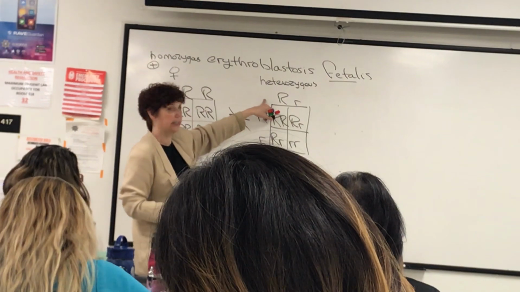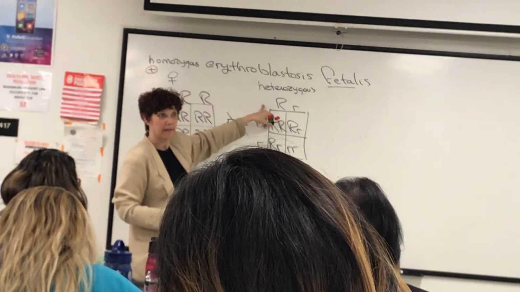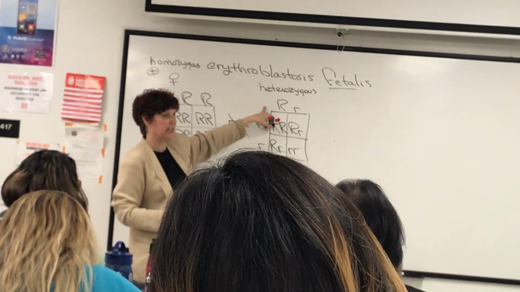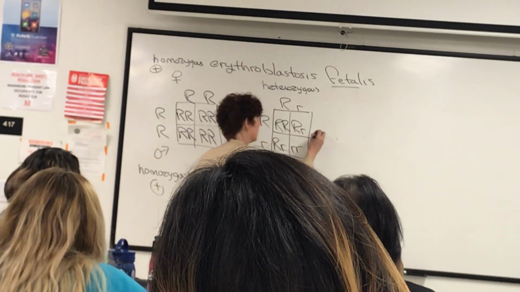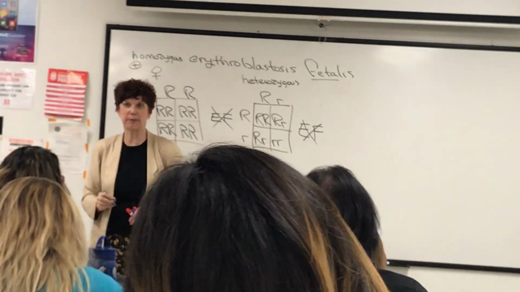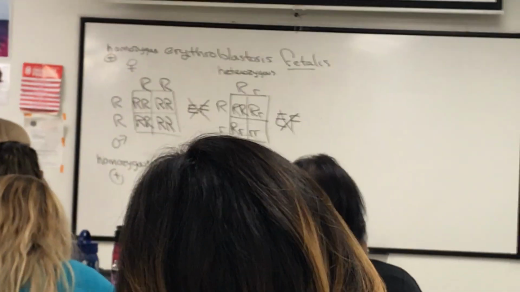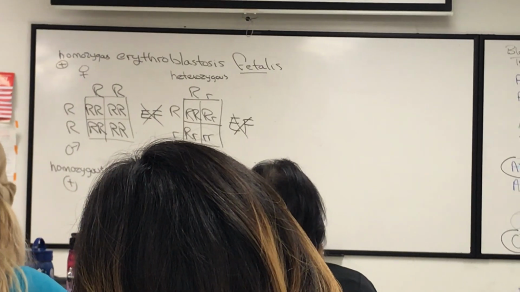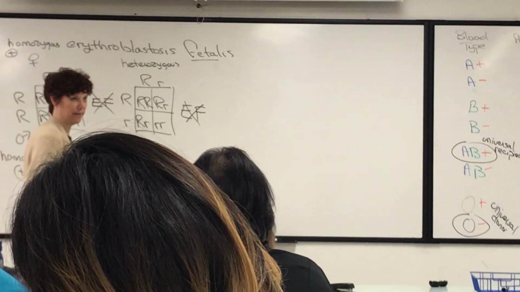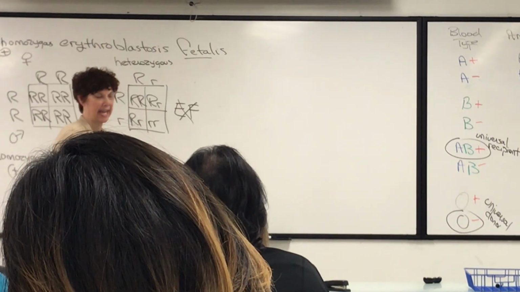The mother is positive, right? Doesn't matter what the baby is, the mother's positive, no chance of the baby developing erythroblastosis fetalis. Okay? The mother has to be negative. Does that make sense? Because it's the mother producing the antibodies. If she's positive, she's not going to be making antibodies.